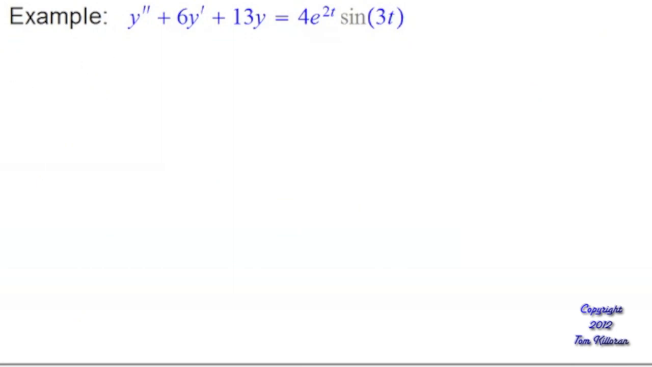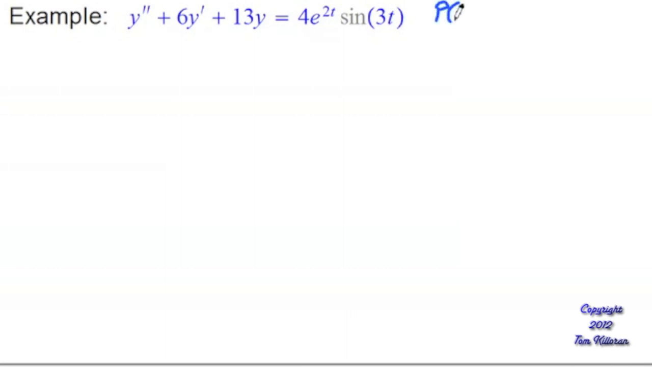Probably the trickiest example I could come up with, other than just being messy. This is a combination of an exponential function and a sine and/or a cosine. And here we're going to have to be a little bit more cautious because there will be two exponential functions that we have to deal with.